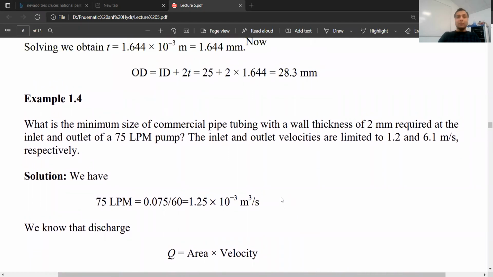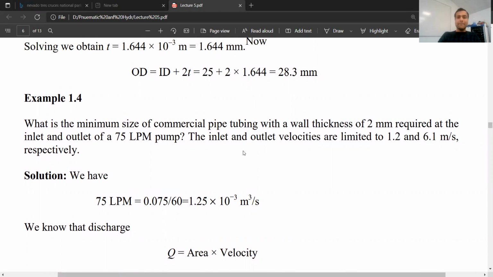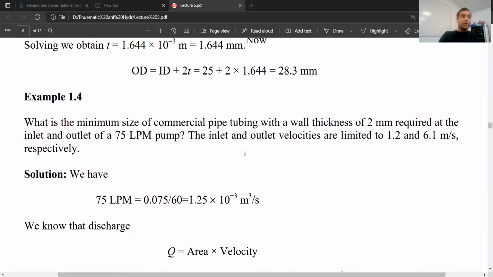Okay, let's have a look at this one. This is a very similar kind of question we did. So if you try that one on your own, please.